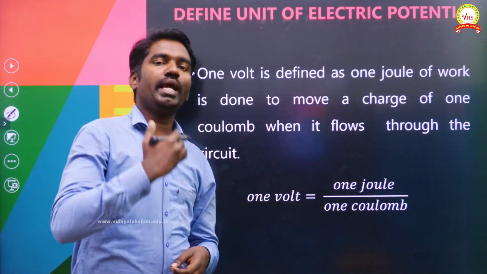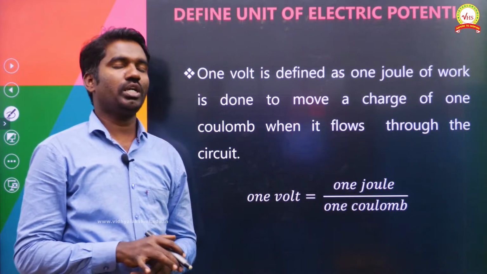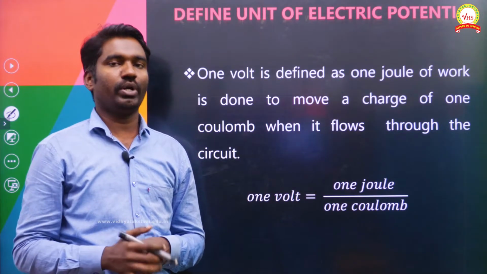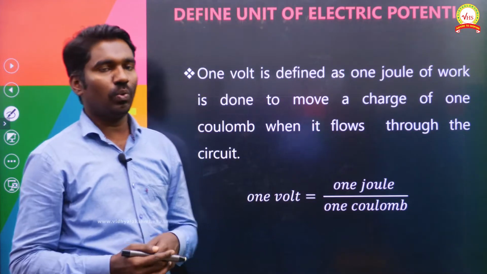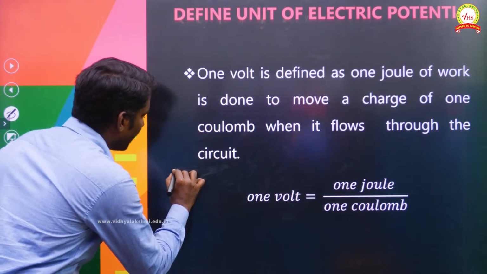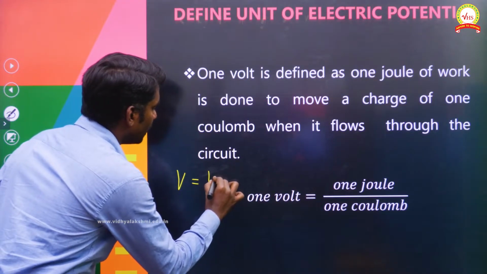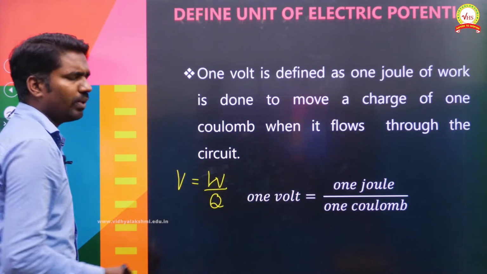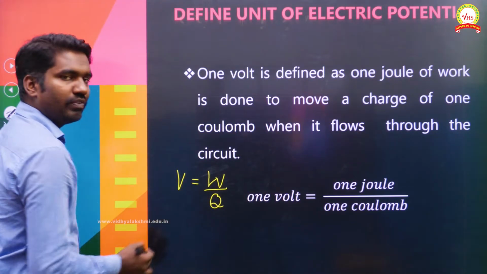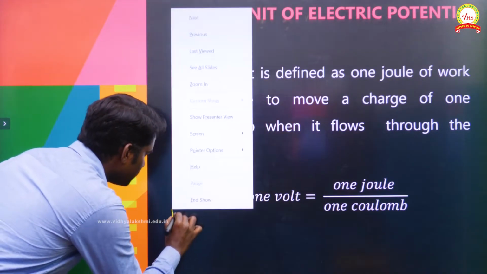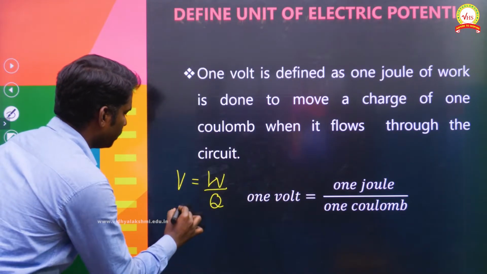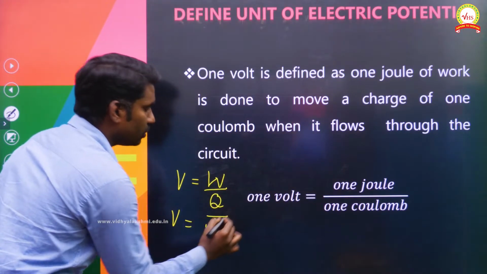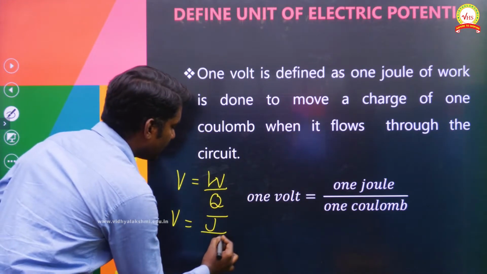So next, how can we define the electric potential? We said what the meaning of the word electric potential is. Next we need to know how we can define the unit of electric potential. That means we are going to define 1 volt over here. Already we said that electric potential V is equal to W, the work done, divided by charge Q. V is equal to W by Q. The electric potential unit is volt. What is the unit of work done? The unit of work done is joule. What is the unit of charge? The unit of charge is coulomb.